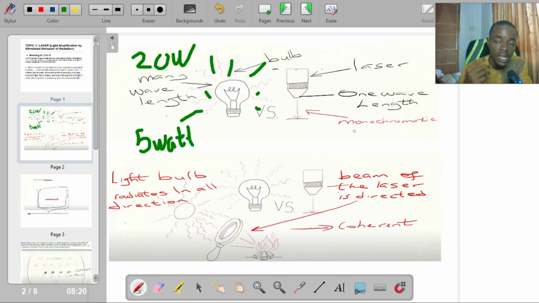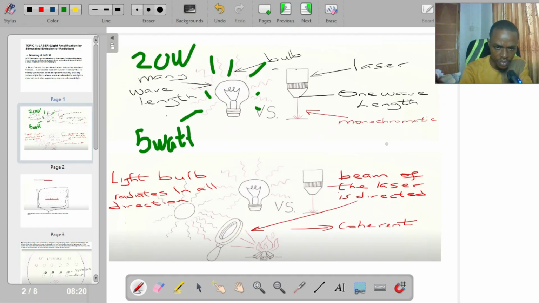You remember in our physical class, I explained how a laser is used to cut metals for engraving. I'll also show you pictures of that as we move ahead, so you can understand it better. Like I said, a light bulb has many wavelengths, but a laser has just one wavelength, which is called monochromatic. Now you understand the meaning of monochromatic.